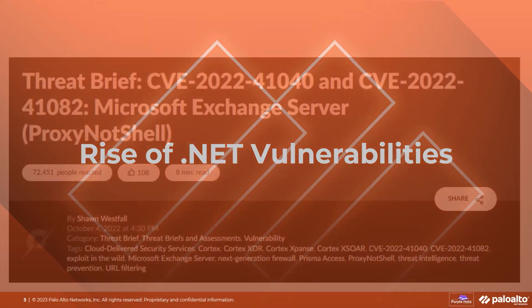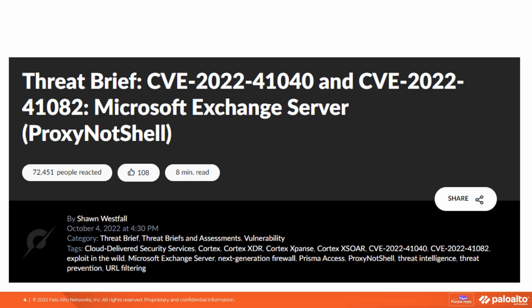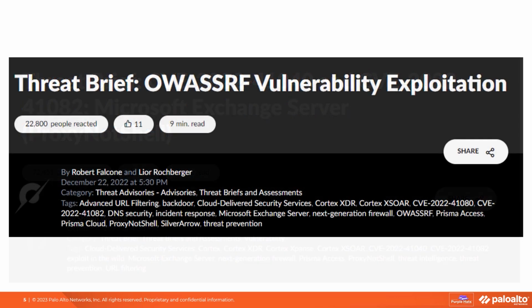The first topic is the rise of .NET vulnerabilities. This started back in 2021, but in 2022 we've seen more and more Exchange vulnerabilities, such as ProxyNotShell and the OWASSRF vulnerability, come to light and be used in the wild by multiple threat actors targeting multiple organizations across all geographies and all verticals of industry. You can read more about it in our Unit 42 blog, but let's talk about what really happened there.